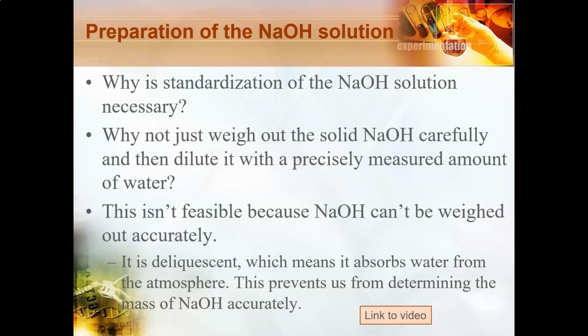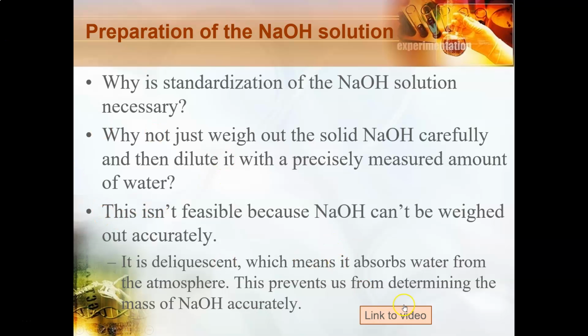So when you're weighing out the sodium hydroxide, it's actually in the process of absorbing water from the atmosphere, even in the small amount of time that you take to weigh it out. So what that means is that we don't exactly know what its mass is accurately, because the mass that we determine on the balance will show the mass of NaOH plus a small amount of water.